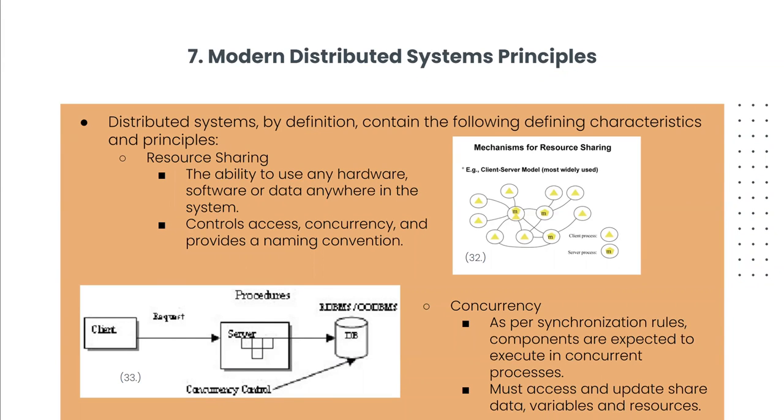Resource sharing is the ability to use any hardware, software, or data anywhere in the system. It allows us to control access, concurrency, and provides us with a naming convention, as you can see in the picture on the top right. It's a little blurry, but the picture in the bottom left is supposed to represent concurrency, which basically means components are expected to execute in concurrent processes at once, and must access and update shared data, variables, and resources.